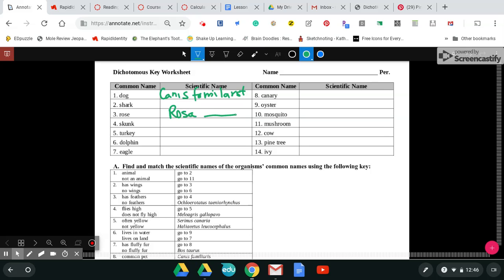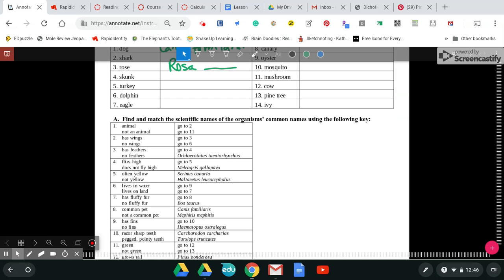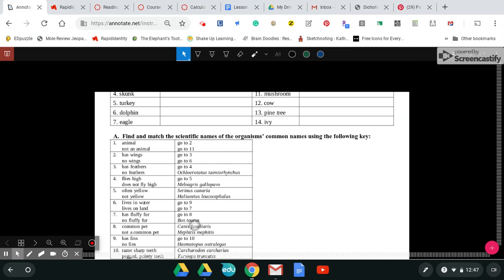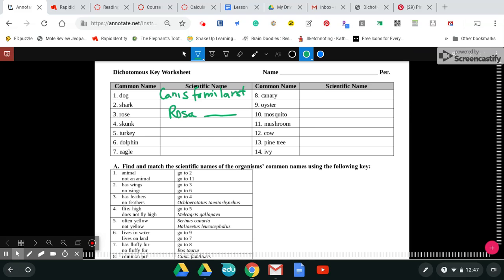All right, let's look at a cow. For a cow, is it an animal? Yes, so we go to 2. Does it have wings? No, we go to 6. Does it live in water or on land? It lives on land, so we go to 7. Does it have fluffy fur or not? It does not have fluffy fur, so this would be Bos taurus. So I would come back up here and write Bos taurus.